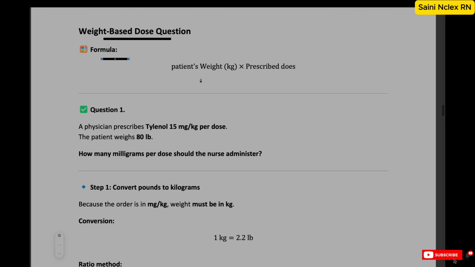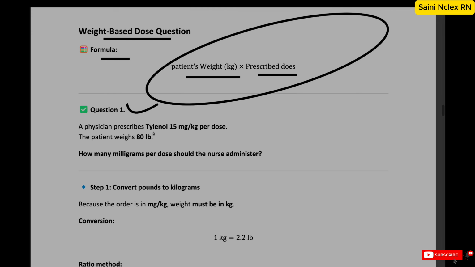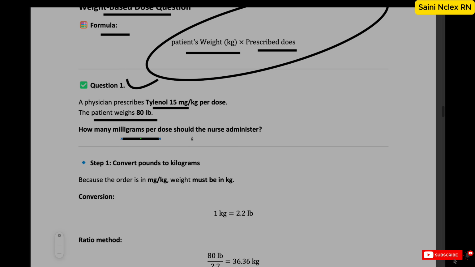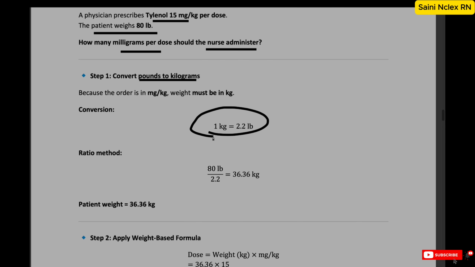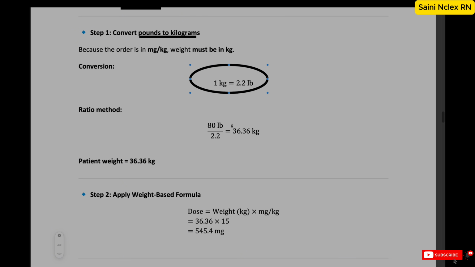Our first formula is patient weight in kilogram multiplied by prescribed dose. Let's practice a question by using this formula. A physician prescribed Tylenol 15 milligram per kilogram per dose and the patient's body weight is 80 pounds. How many milligrams per dose should the nurse administer? Always the first step and first rule, convert pounds into kilograms, and each kilogram has 2.2 pounds. So patient weight is 80 pounds and you divide by 2.2, and then your patient weight is 36.36 kilograms.